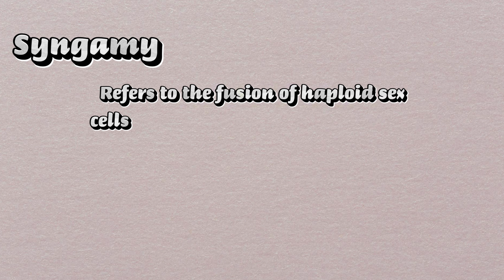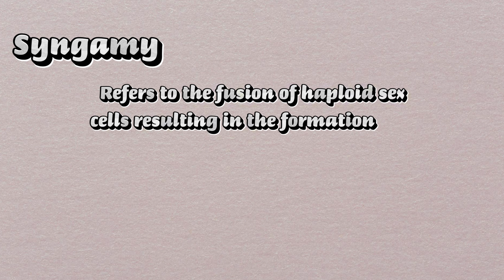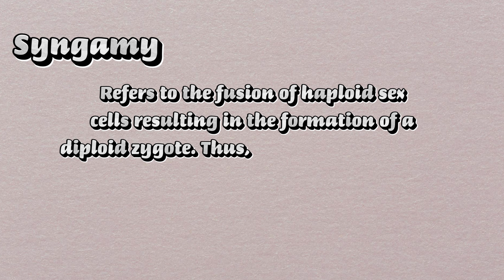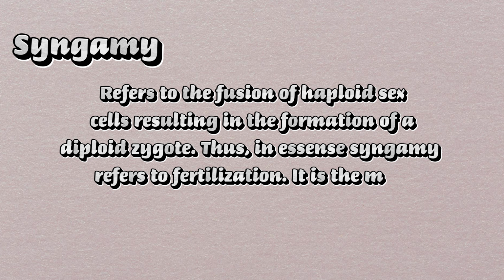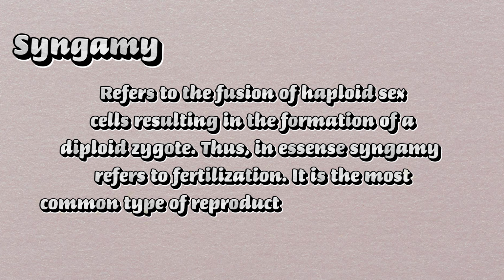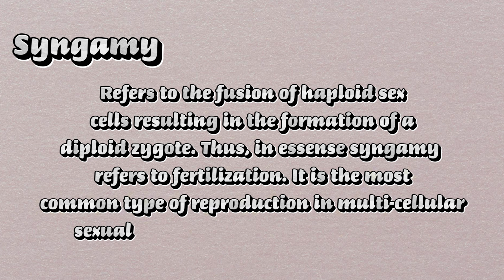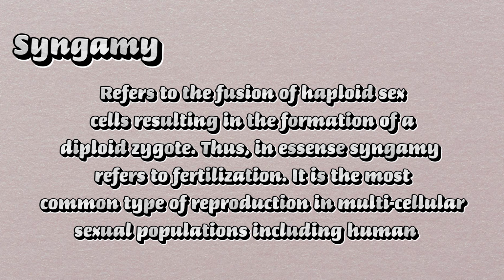Two major types of sexual reproduction are syngamy and conjugation. Syngamy refers to the fusion of haploid sex cells resulting in the formation of a diploid zygote. Thus, in essence, syngamy refers to fertilization. It is the most common type of reproduction in multicellular sexual populations, including humans.